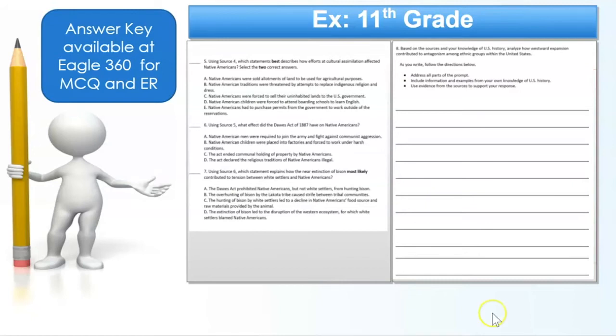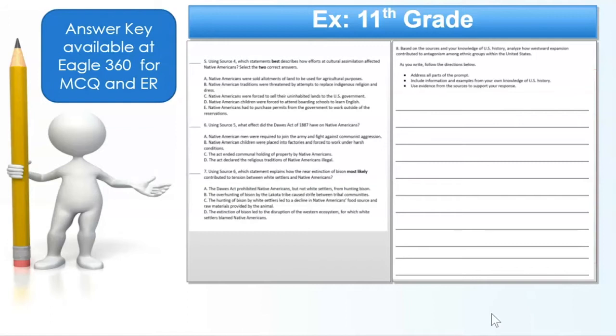The next thing I want you to take a look at is this extended response question that's included in the item set. This says, based on the sources and your knowledge of U.S. history, analyze how westward expansion contributed to antagonism among ethnic groups within the United States. There are 2 very important points to make about that question. For the first part, based on the sources and your knowledge of U.S. history, this is a common phrasing.